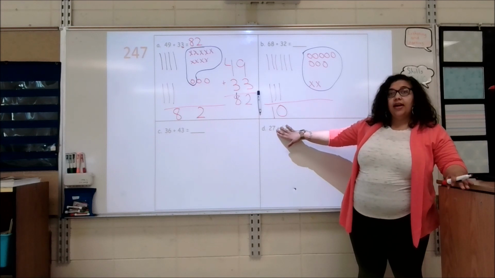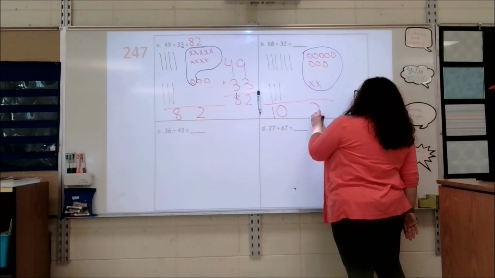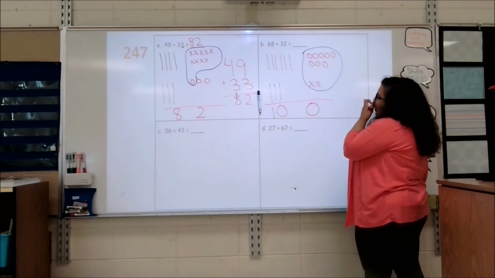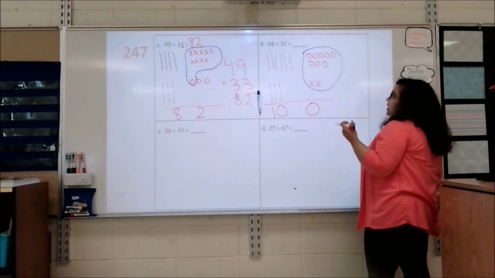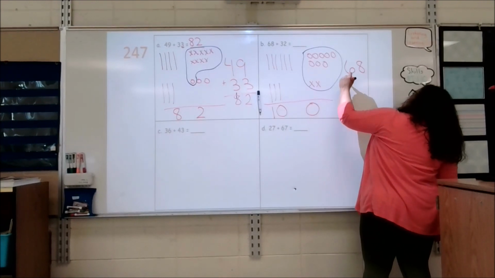That's how I write that, correct? No! You have to put the 0 in the 1s place, because if you just leave it sitting there, that's just one group of 10. That's just one 10, and it's not one 10. It is 10 10s. So 68 plus 32.